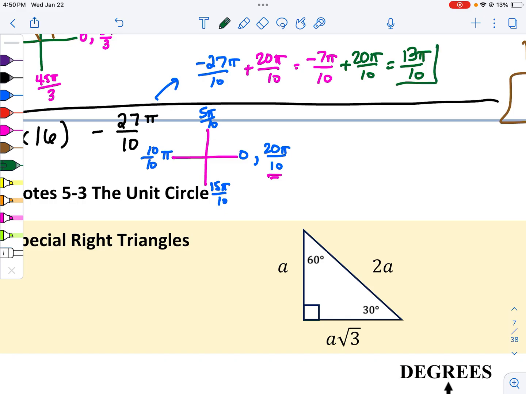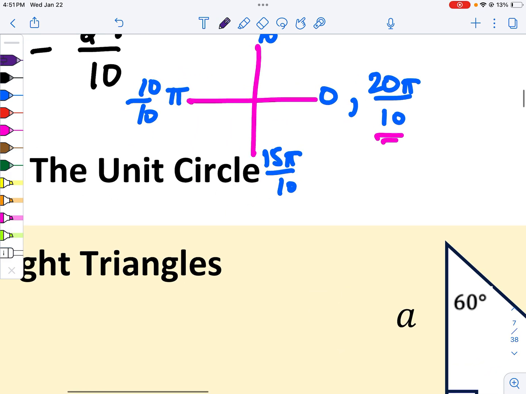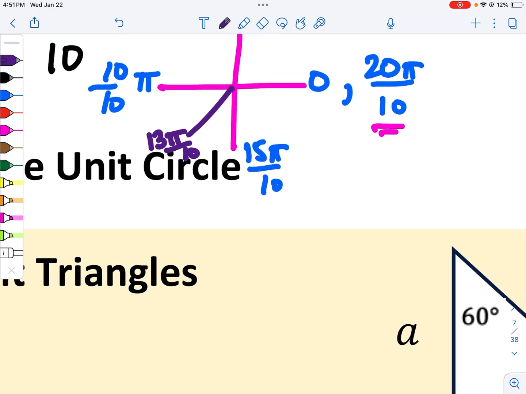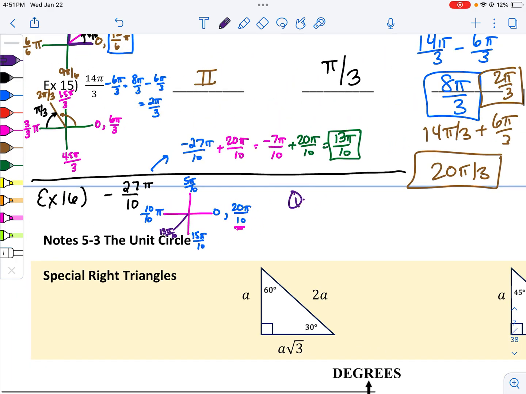Okay, so I'm going to put this on my circle because it fits in between 0 and 20, right? Negative 7 doesn't fit in between 0 and 20, so I wanted to find a positive coterminal angle that would fit on my graph. All right, so if I start at 0, I go up to 5, I go over to 10, but I'm short of 15, right? So we need to be in quadrant 3, and 13 pi over 10 would be right there. Okay, so it would be in quadrant 3.